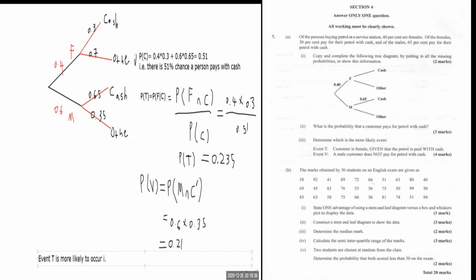So that is, there is a greater chance the customer is a female given that the petrol is paid with cash.